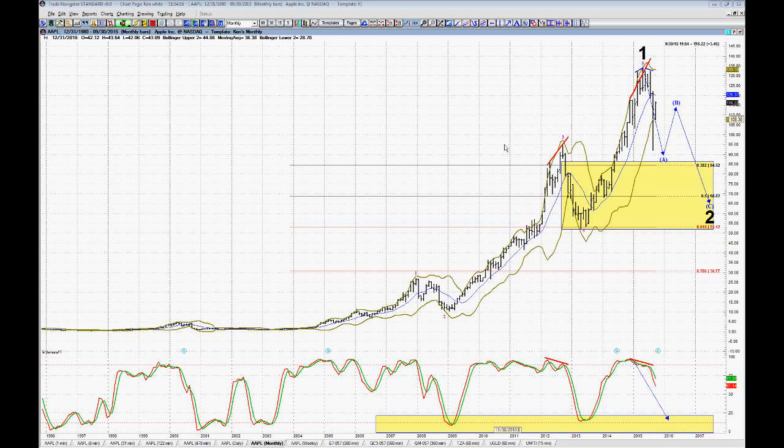I don't know. What we do know is that the monthly stochastics are in hard down free fall conditions. The last time they were in hard down free fall conditions, Apple's price didn't bottom until the yellow box was visited, and that is months from now. Not days, not weeks, months from now. So odds are that this 92 is not as low as Apple is going to get in the next few months.